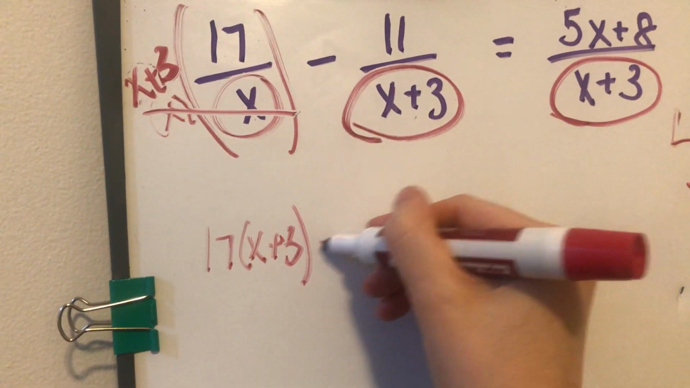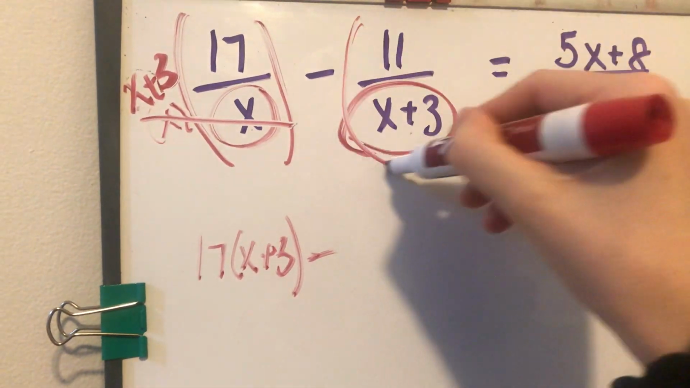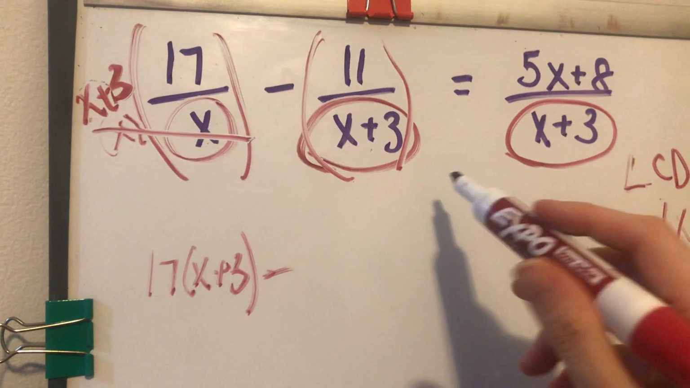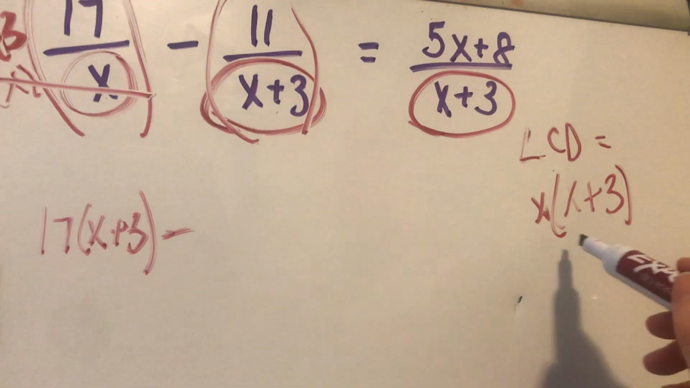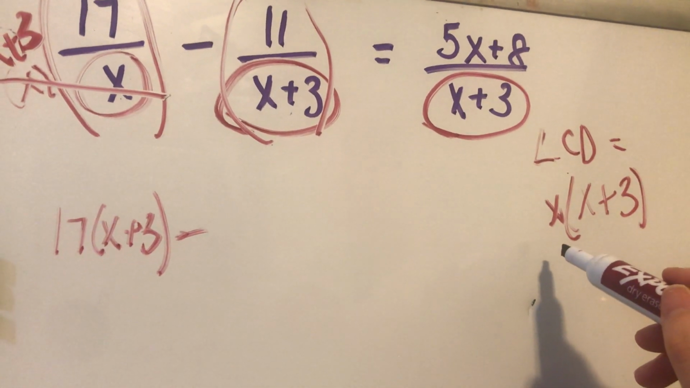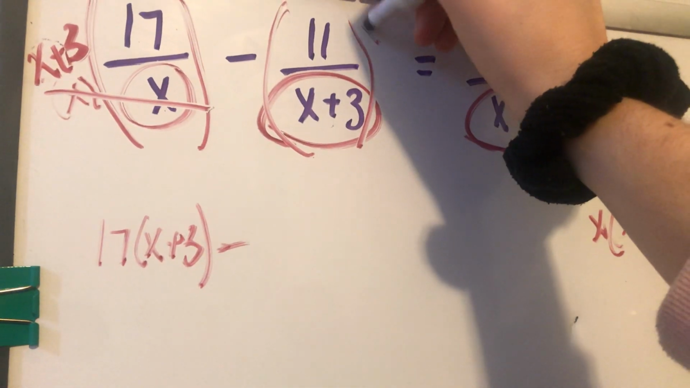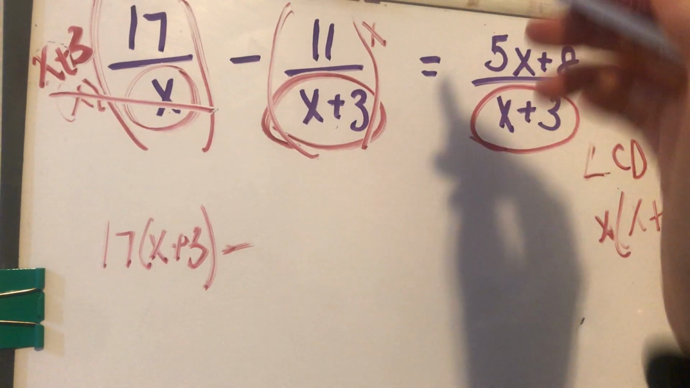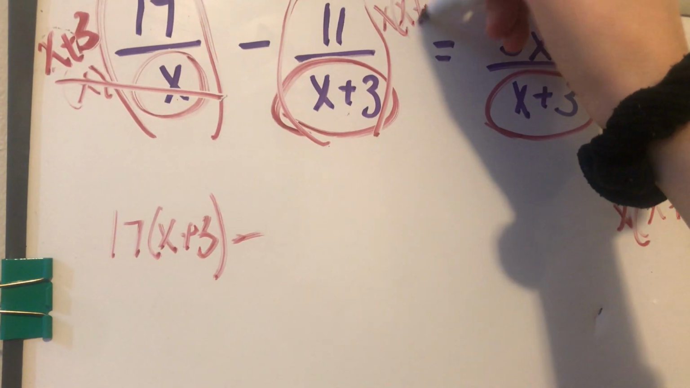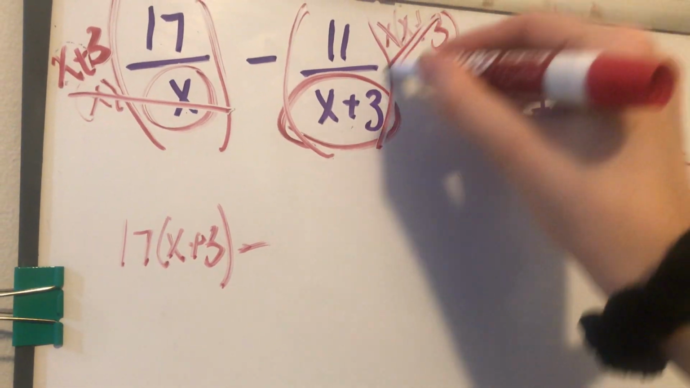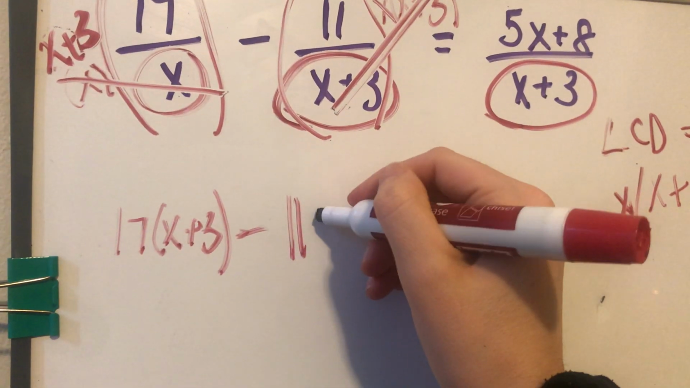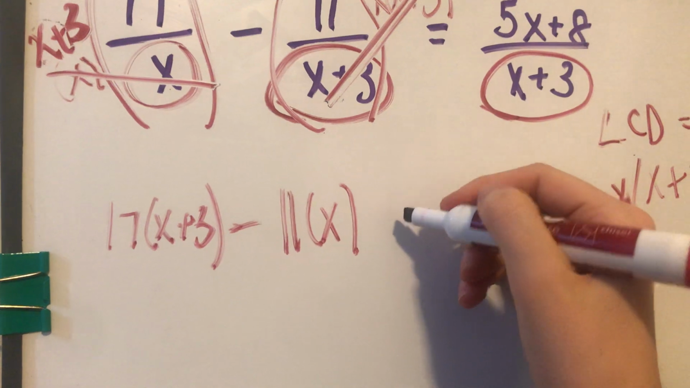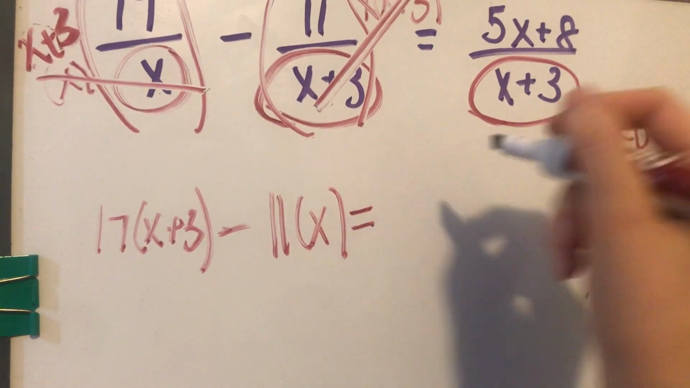Then I have this subtraction, and I'm looking at this rational expression, and I see it has x plus 3. From my least common denominator, what's missing from it? Oh, it's missing that x. So that's what I need to multiply this by. Because when I multiply it by my least common denominator, those values are going to cancel out. So I'm going to be left with 11 times x, which is really just 11x, equals.